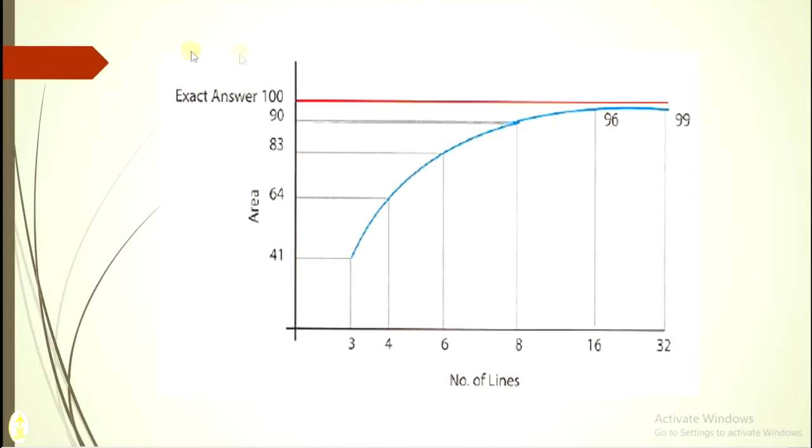You can see that the exact value in my assumptions, the area of the circle, is 100, right? So this is the theoretical value, 100, the red line. Now initially I put three sides. Whatever value I get, the area is, let's say, 41. It is not matched with the exact value, there is a lot of difference. Now I increase the number of sides. With 4 sides I get a somewhat better result, and again I increased to 6, and the value increased again.